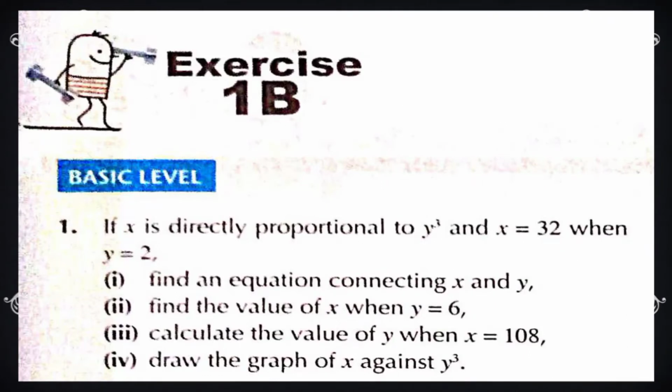Now we will discuss exercise 1b, question number 1. If x is directly proportional to y cube, and x equals 32 when y equals 2, we have to find an equation connecting x and y. Find the value of x when y is equal to 6. Calculate the value of y when x equals 108, and draw the graph of x against y cube. So here are four parts of this question.